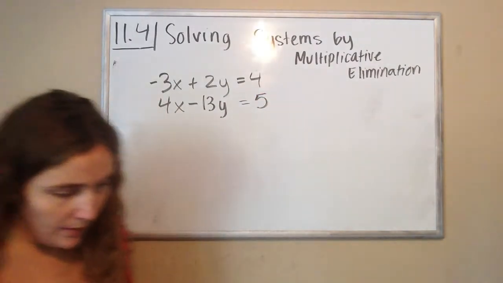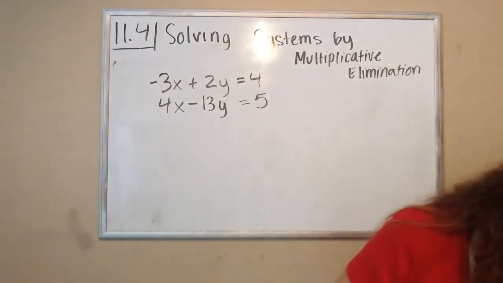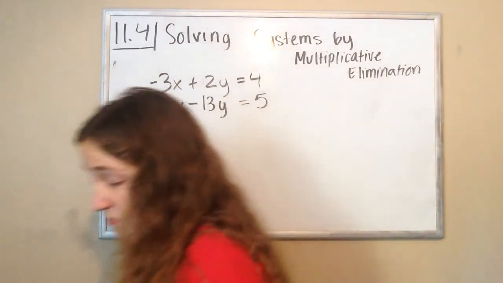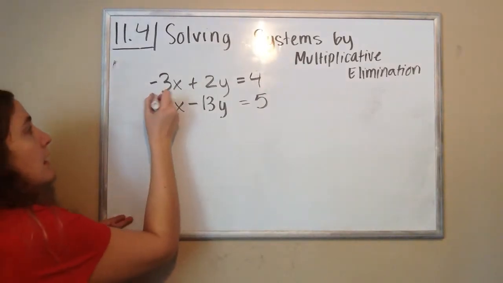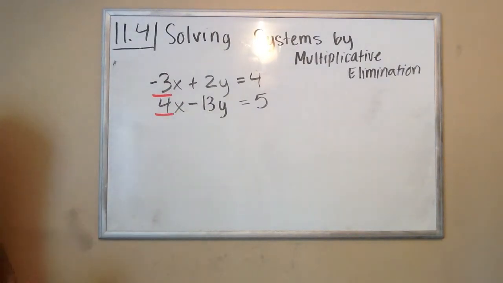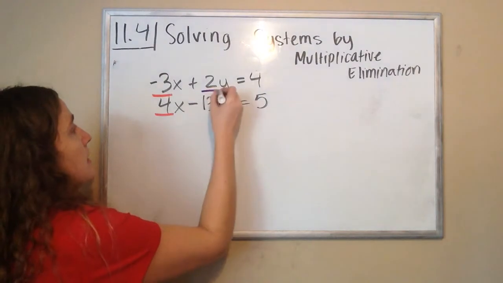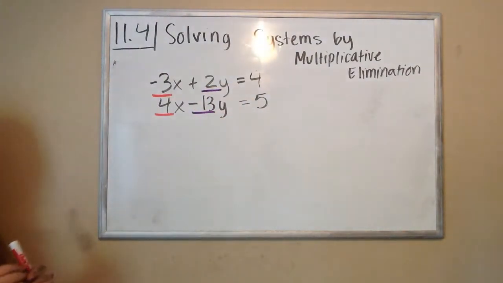Okay, so this one's pretty tricky because we may have to multiply more than one equation. We might have to multiply both equations. We are still using elimination, which means that those need to be opposite or inverses, or these need to be opposite and inverses.